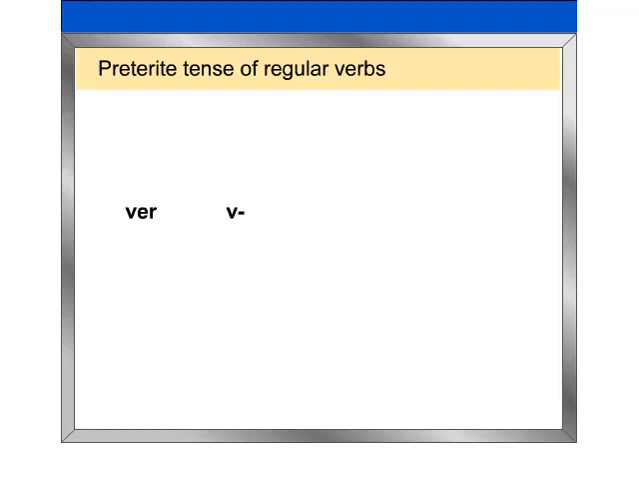The verb ver is regular in the preterite, but none of its forms has an accent. Ver, vi, viste, vio, vimos, visteis, vieron.